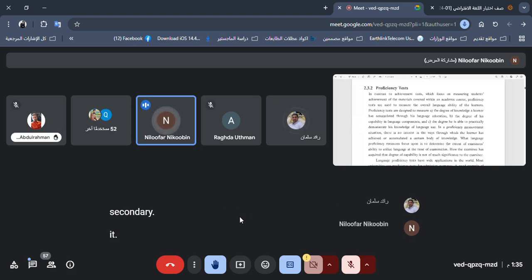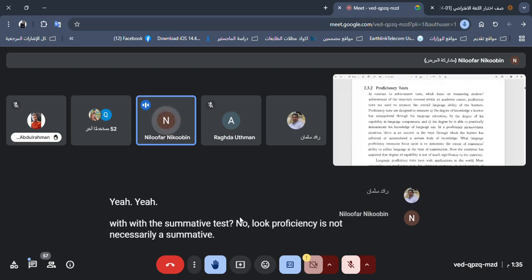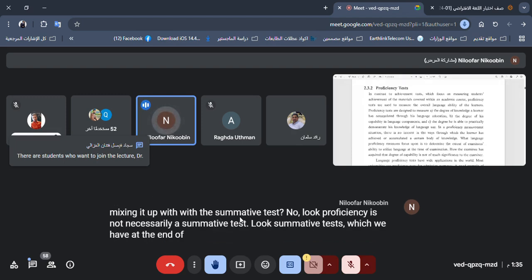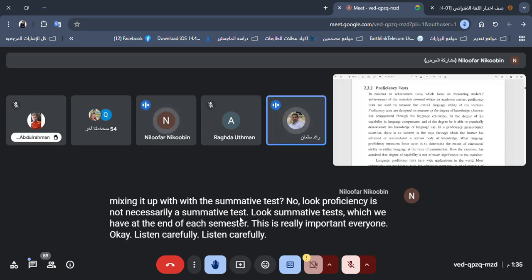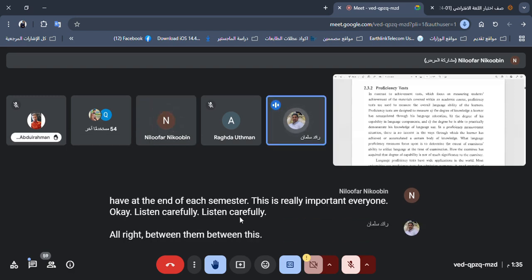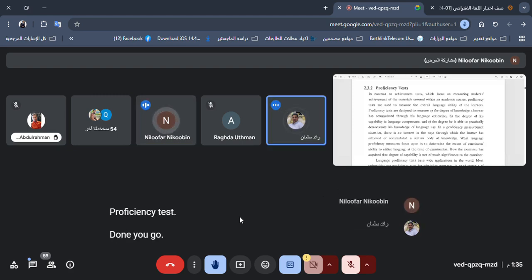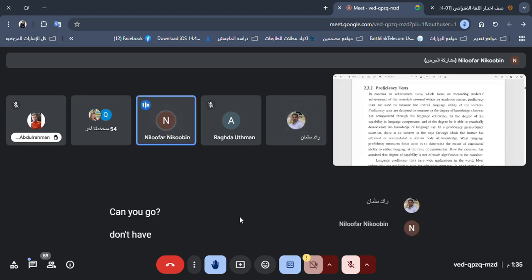You're getting it wrong. You're mixing it up with the summative test. Look, proficiency is not necessarily a summative test. Summative tests are the ones we have at the end of each semester. This is really important, everyone, listen carefully. You mix between this and that. Hold on a second, listen for a minute. Proficiency tests don't have a specific source.